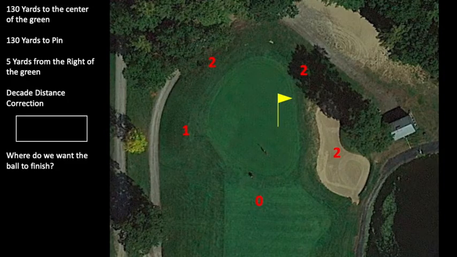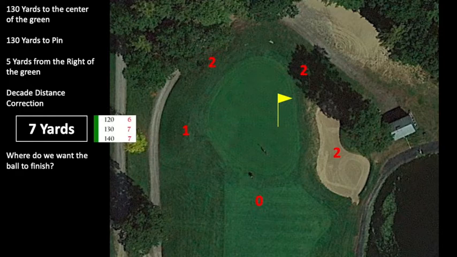Heading back to Sasabon, we are going to use this system on a couple of the par 3s here to get familiar with it. So on this hole, we're going to say that this pin is playing 130 yards today. Going back to Scott Fawcett's card, we are going to see that at 130 yards, we are going to make a 7-yard adjustment to our target.